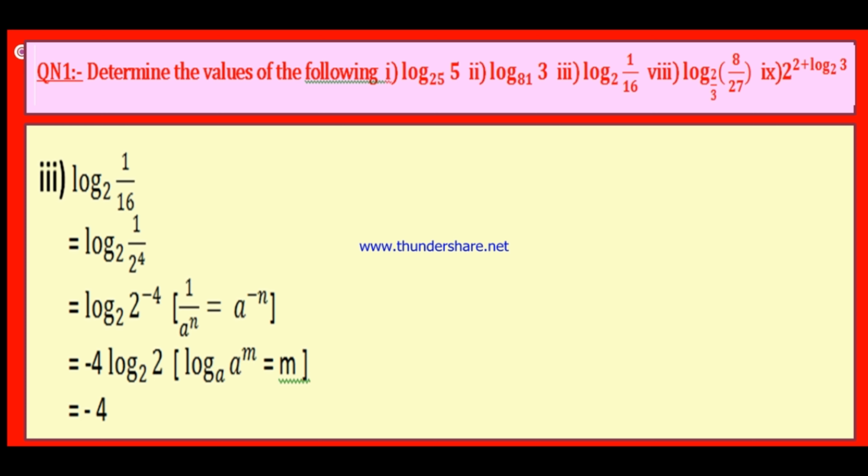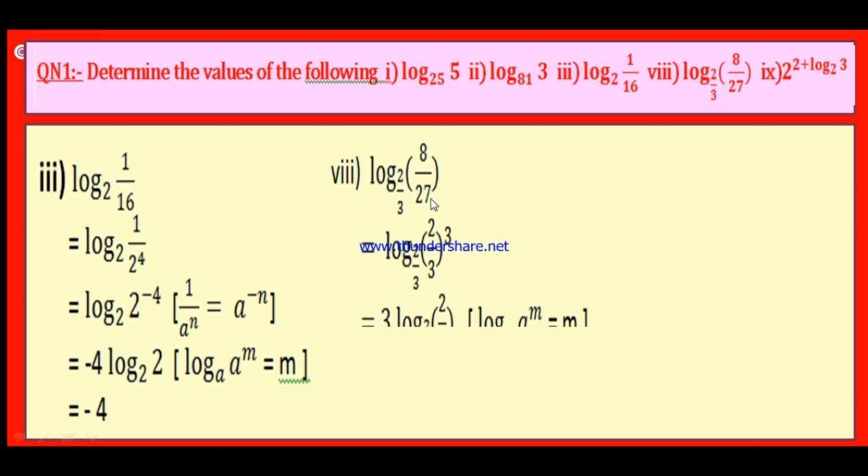And now, the 8th bit. Log 8 by 27 to the base 2 by 3. 8 is 2 cube and 27 is 3 cube. Therefore, 8 by 27 is 2 cube by 3 cube, or 2 by 3 whole cube. Therefore, log 8 by 27 to the base 2 by 3 is log 2 by 3 whole cube to the base 2 by 3. In the same model you can apply.